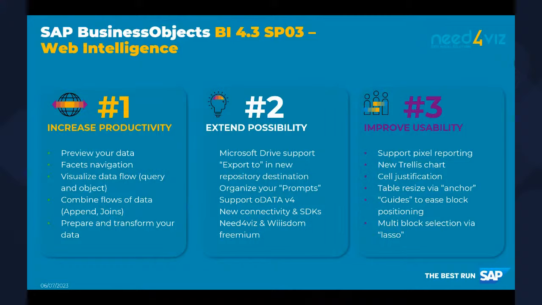Last but not least, as part of priority number 2, everything you now create inside Web Intelligence, starting with BI 4.3 Service Pack 3, can be shared as an OData URL. And you can use this OData URL in any third-party tool that can consume an OData flow.